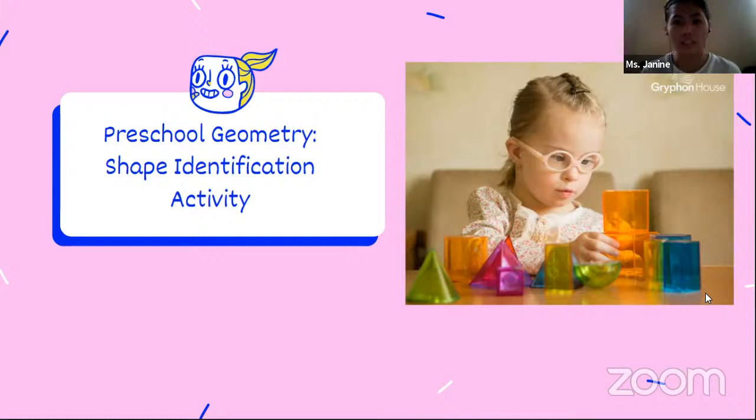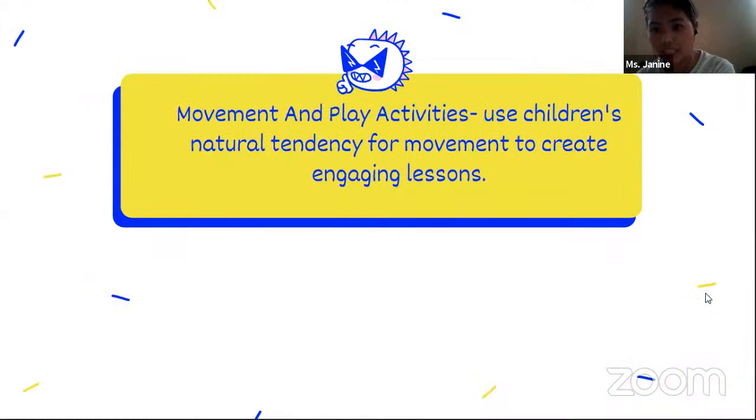And then the next one is movement and play activities. Use children's natural tendency for movement to create engaging lessons. This one, of course, you have to pre-teach them. You have to do it as an example. This is face to face, but you can do it online also. How? For example, you ask them, okay, follow Miss Janine, I'd like you to jump 10 times. Simple movement before they start the lesson.